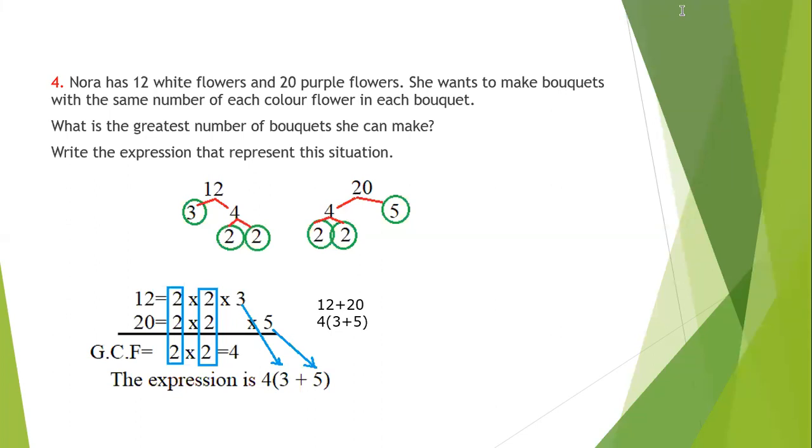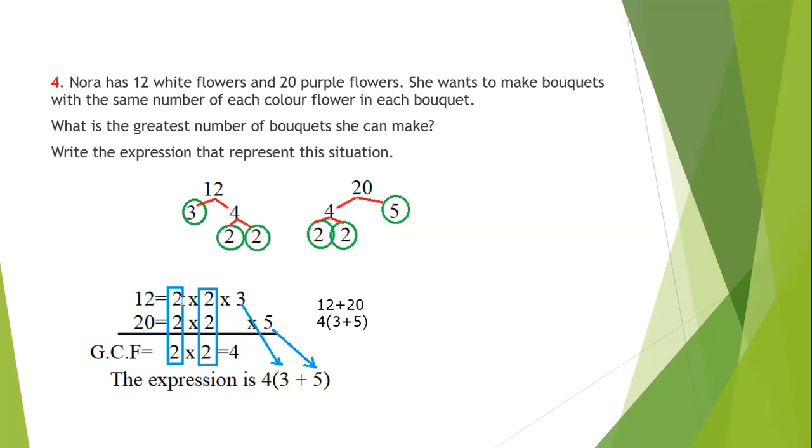Noura has 12 white flowers and 20 purple flowers. She wants to make bouquets with the same number of each color flower in each bouquet. What is the greatest number of bouquets she can make? And write an expression to represent this situation. 12 and 20. How can I get 12? By multiplying 3 by 4. How can I get 4? 2 times 2. 20, I can get by multiplying 4 times 5, and 4 is 2 times 2.